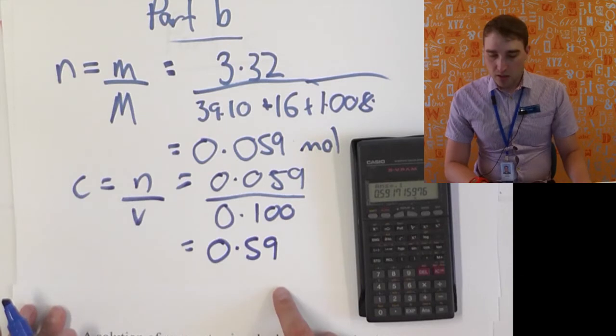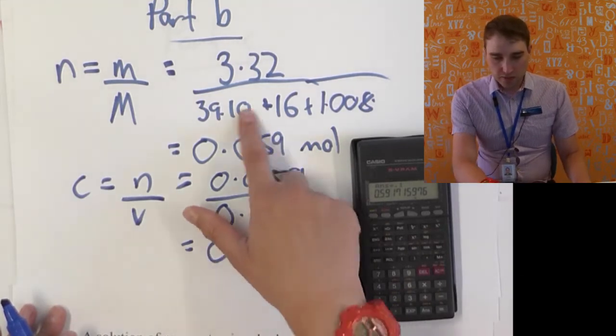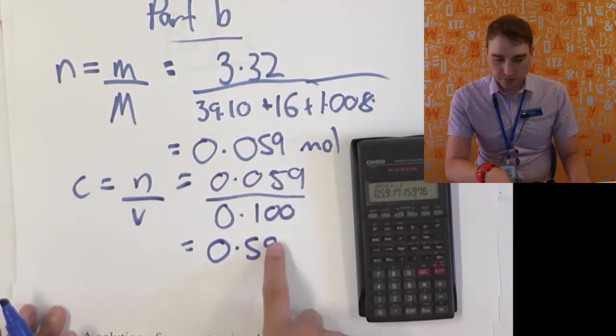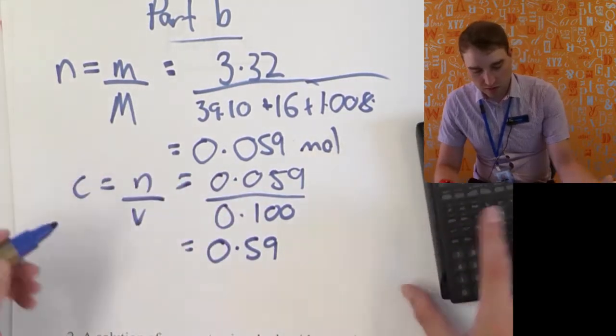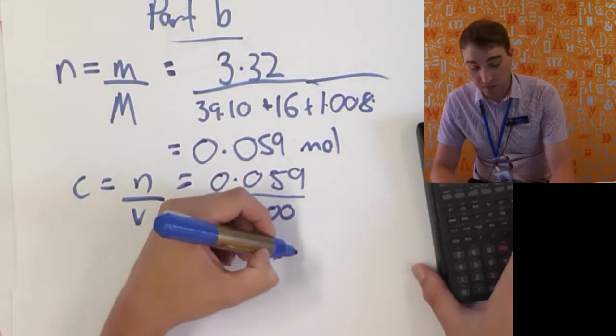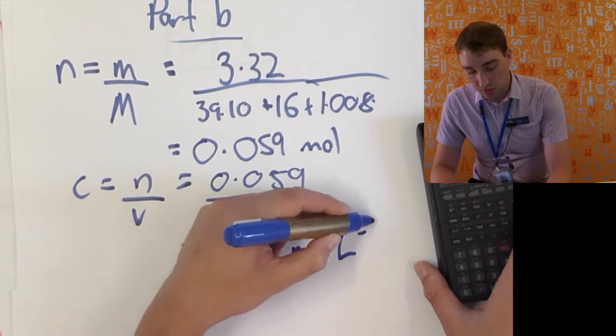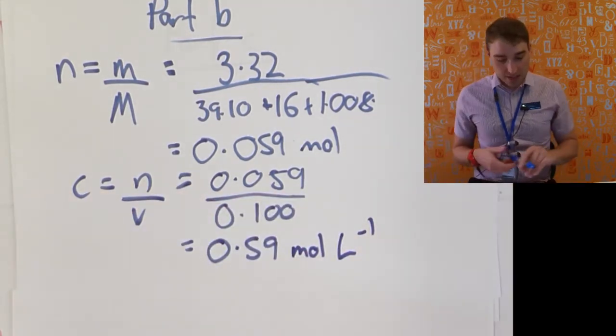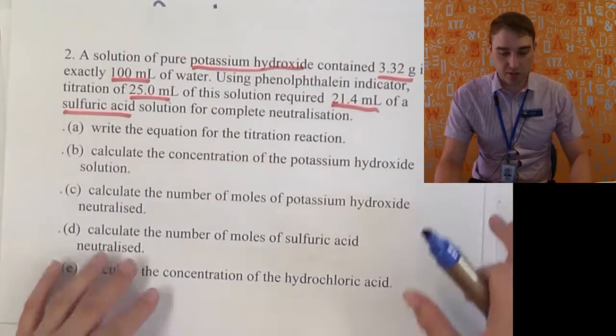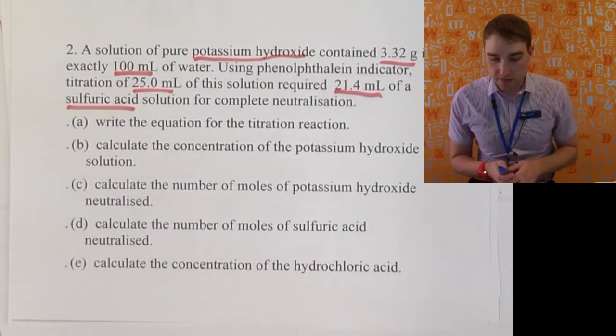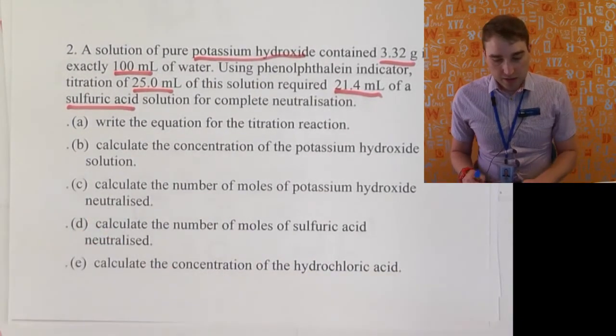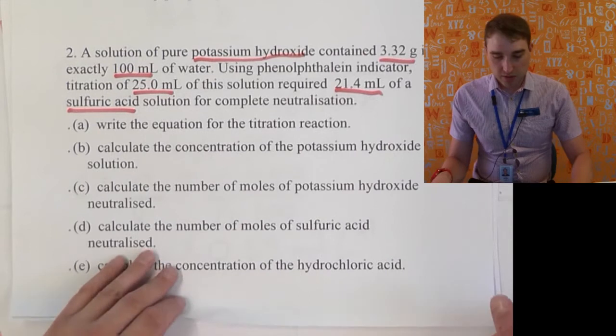0.59. Okay, so I'm going to 2 significant figures because it's at least now up here. So 2 significant figures, 0.59 moles per litre. Right, so that's part B. We calculated the concentration of the potassium hydroxide solution. Now we need to calculate the number of moles of potassium hydroxide neutralised.